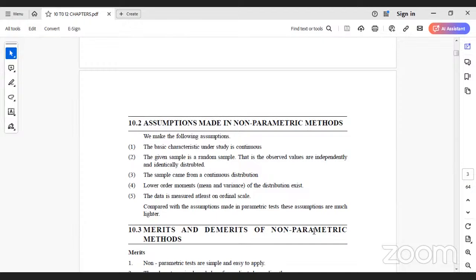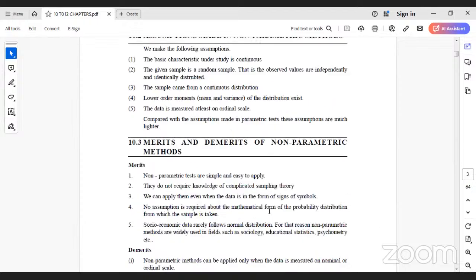Assumptions made in non-parametric methods. We make the following assumptions: the basic character under study is continuous. The given sample is a random sample, that is, observed values are independent and identically distributed. The sample came from a continuous distribution. Lower order moments, mean and variance of the distribution exist. The data is measured at least on an ordinal scale. Compared with the assumptions made for parametric tests, these assumptions are much lighter.